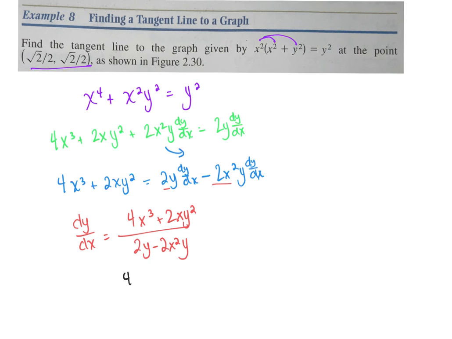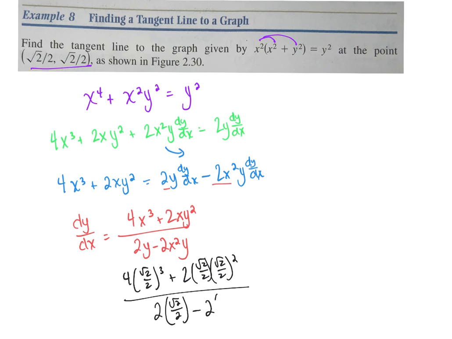You can say 4, my x is square root of 2/2 cubed, plus 2 times square root of 2/2 times square root of 2/2 squared, all over it. They could have given us, I don't know, something without fractions, but that's okay. All right, and believe it or not, this all simplifies to 3. I mean, when you do all of that, it simplifies to 3.